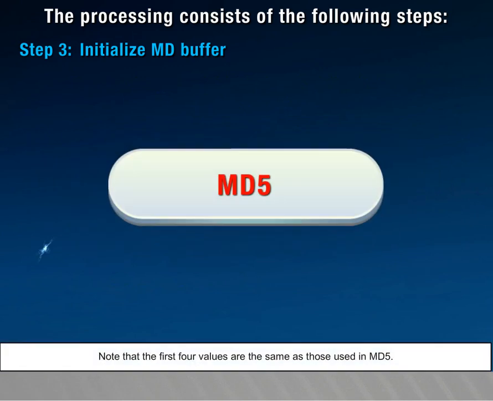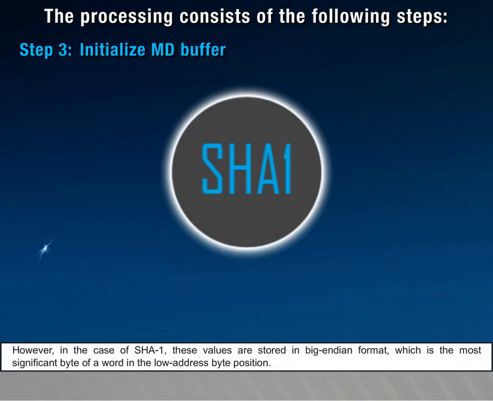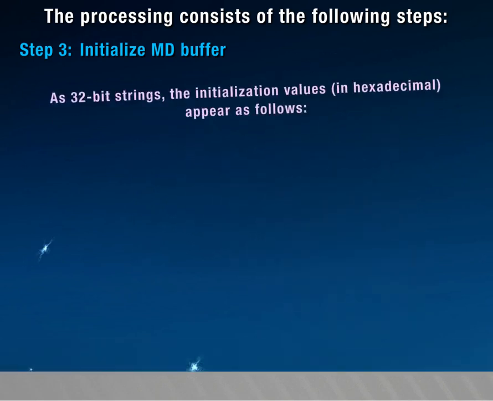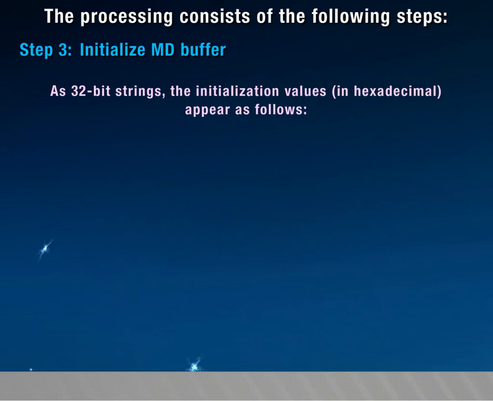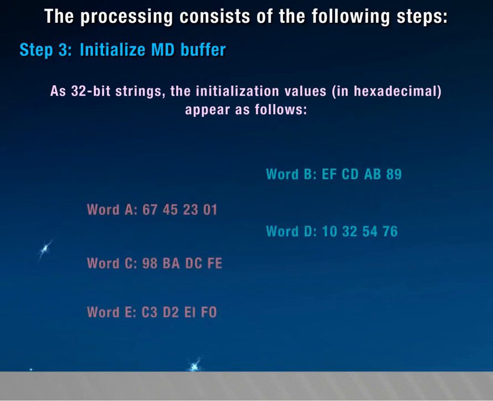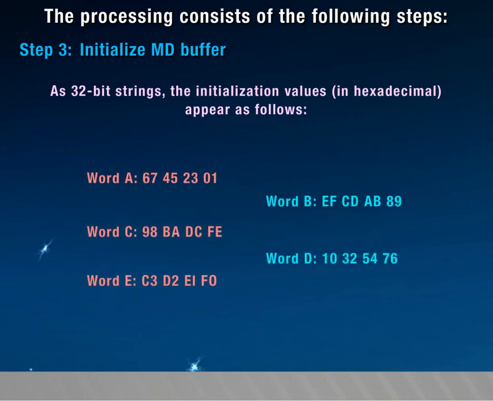Note that the first four values are the same as those used in MD5. However, in the case of SHA-1, these values are stored in big endian format, which is the most significant byte of a word in a low address byte position. As 32-bit strings, the initialization values in hexadecimal appear as follows. Word A 67452301. Word B EFCDAB89. Word C 98BADCFE. Word D 10325476. Word E C3D2E1F0.